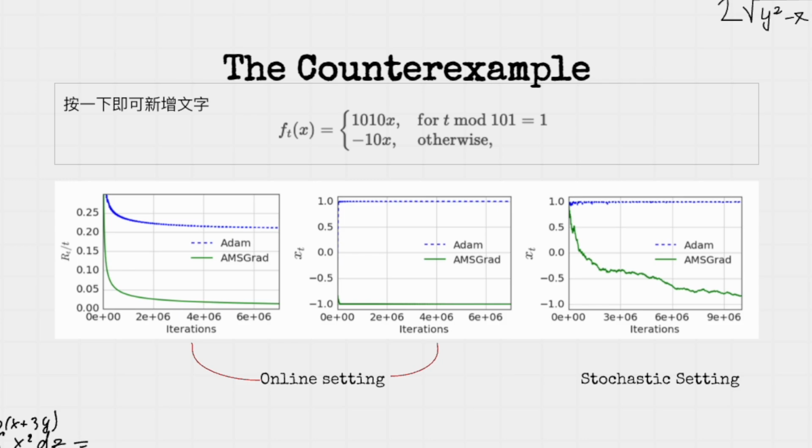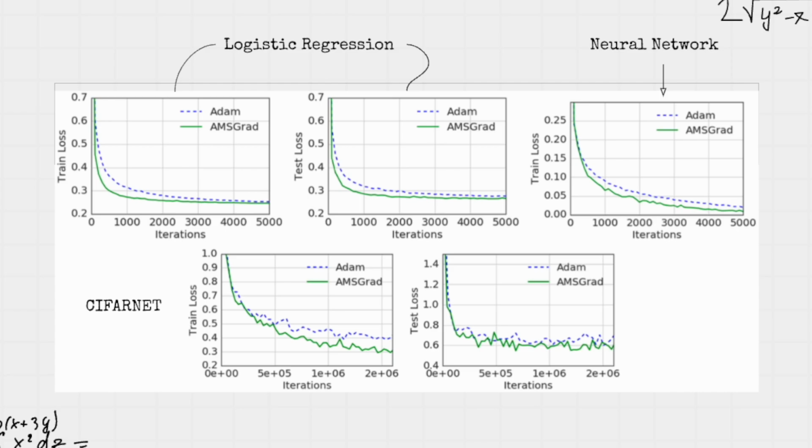The y-axis of the two figures on the right is the value of xt, which is the solution that will give you the minimum regret, and obviously the value is negative 1. But from the figure we observe that AMSGrad converges to negative 1 almost immediately, while Adam sticks to the value of 1. And AMSGrad also demonstrated superior performance on logistic regression and a one hidden layer neural network.